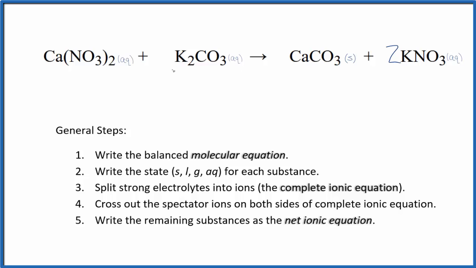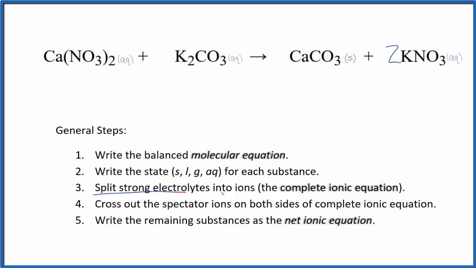So our potassium carbonate, potassium's in group 1, that's soluble, but calcium carbonate is insoluble. That means it's a solid. When these two substances react, we get a solid, it's a precipitate. It'll fall to the bottom of the test tube or the beaker. So we have our states.